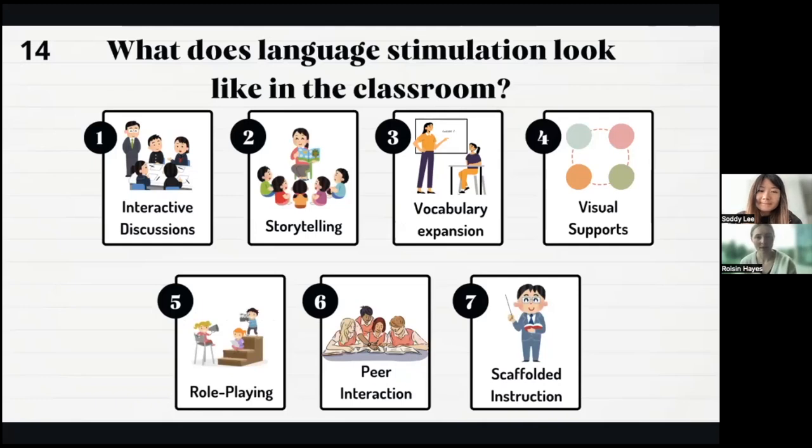So what does language stimulation look like in the classroom? This involves creating a rich and supportive learning environment where students have ample opportunities to practice and develop their language skills in meaningful contexts. As we said previously, we encourage multiple modes of learning, including verbal, visual, and tactile, to accommodate different learning styles and to promote language development. Here are some activities where language stimulation can occur. Interactive discussions. Engaging students in discussions on various topics, encouraging them to express their thoughts, opinions, and ideas verbally.